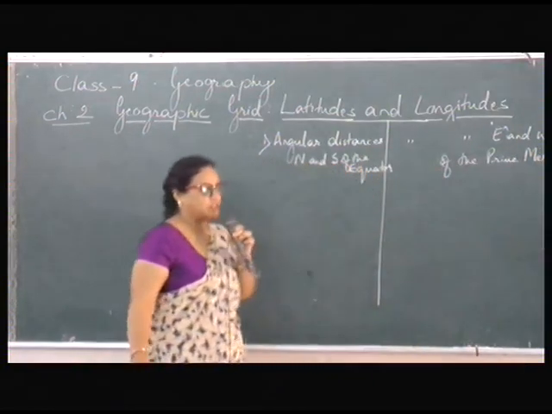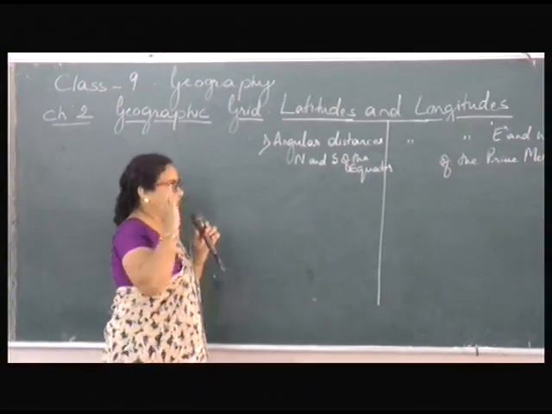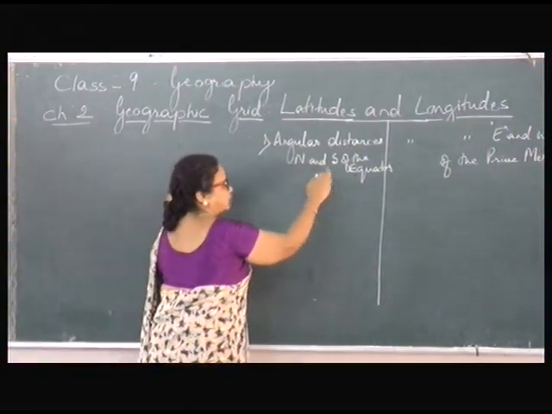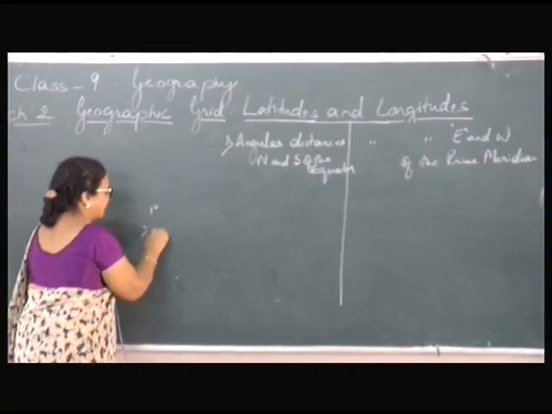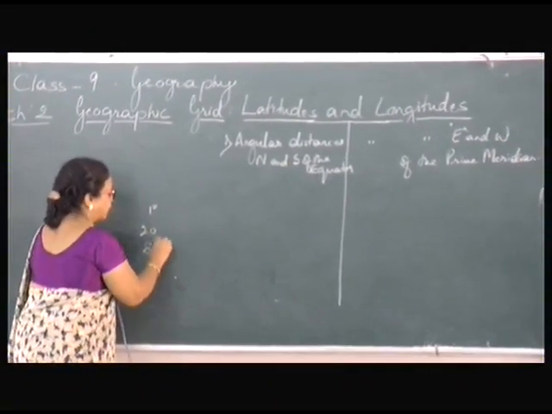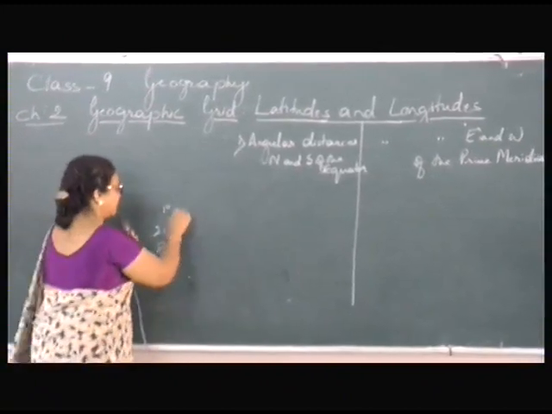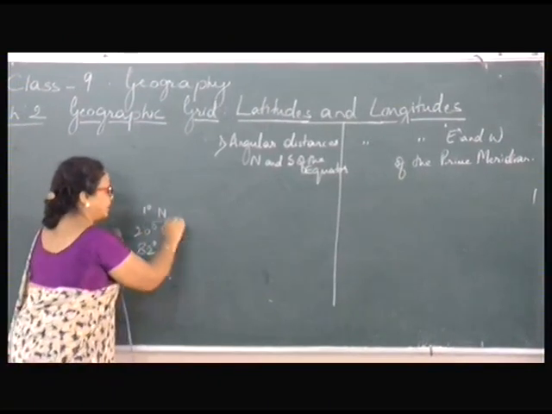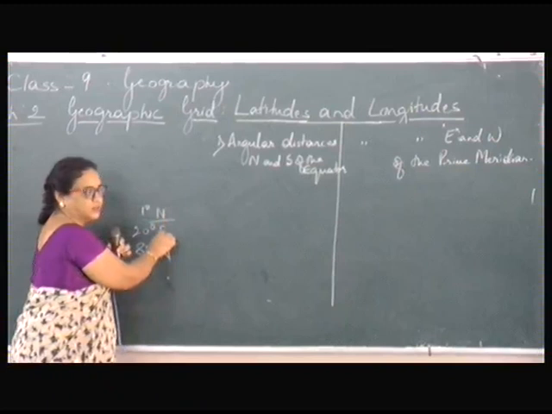This is the definition of the two lines, plus an important piece of information. After every line of latitude, when we are writing the figure, when we are writing 1 degree or 20 degrees or 82 degrees, if we want to show it is a latitude, we will write either N or S.